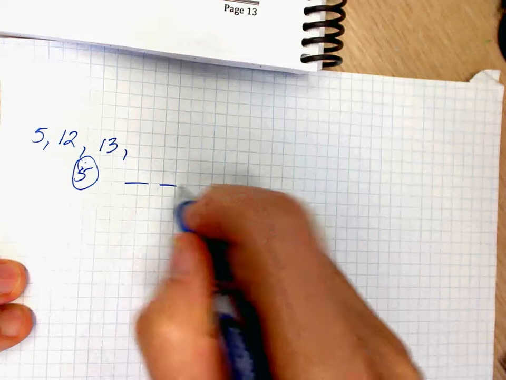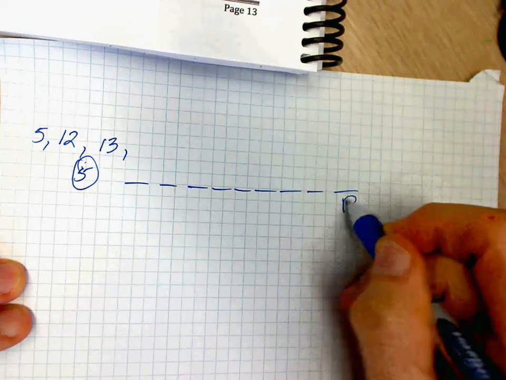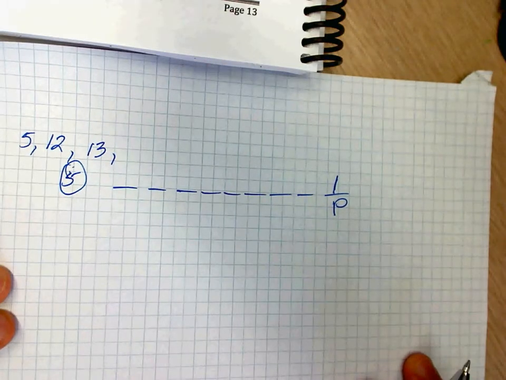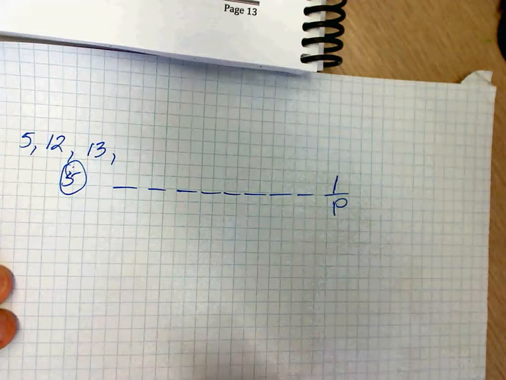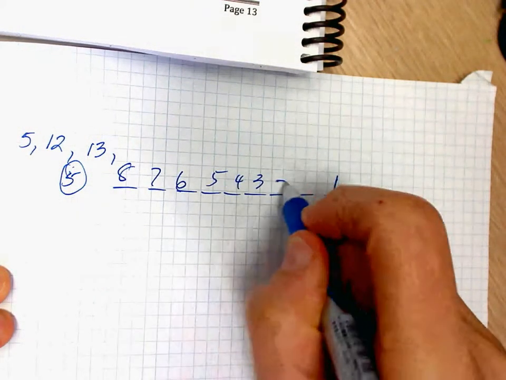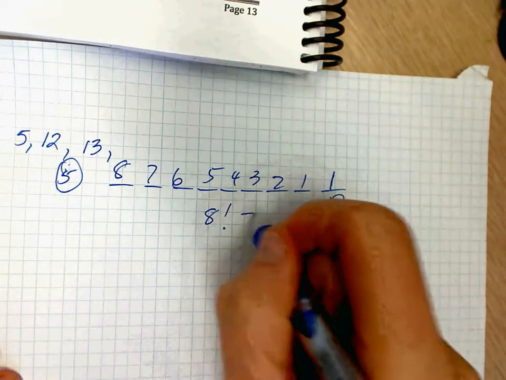So 1, 2, 3, 4, 5, 6, 7, 8, 9. So the pitcher is here. So how many people do we have left over to do this? 8. So it's 8, 7, 6, 5, 4, 3, 2, 1, or 8 factorial. And that should be the answer.